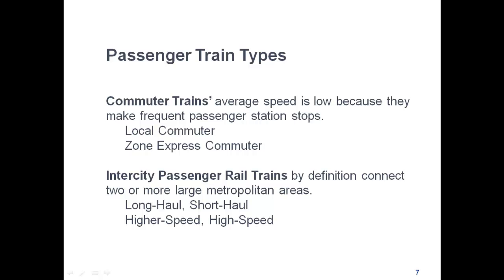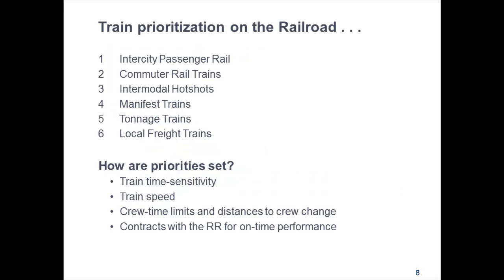And we have these passenger train types. Commuter trains' average speed is low because they make frequent passenger station stops. This includes local commuter and zone express commuter. Intercity passenger rail trains, by definition, connect 2 or more large metropolitan areas. This includes long-haul, short-haul, higher speed, and high-speed trains. Before we go to the train types, to give our audience a sense of the whole, let's address their relative priorities on the railroad. Dick, how are the priorities set?